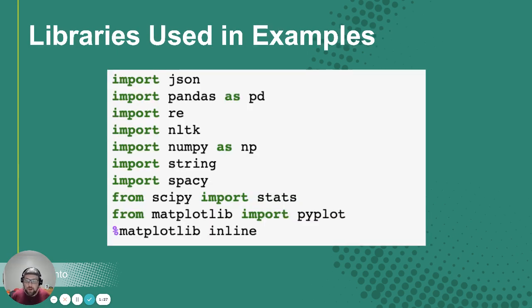Okay, so which libraries are we going to be using for examples? Here's the list right here. We're going to be using the JSON package, pandas for tabular data, re for regular expressions, NLTK as a standard natural language processing library, NumPy for some statistical computations, string, spaCy, which is another NLP library, SciPy, and a little bit of Matplotlib.